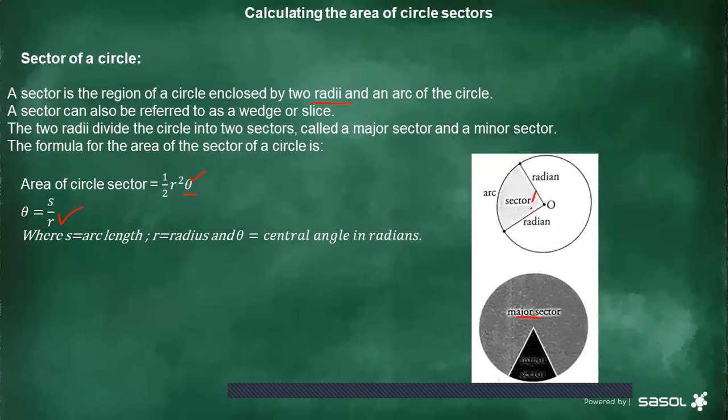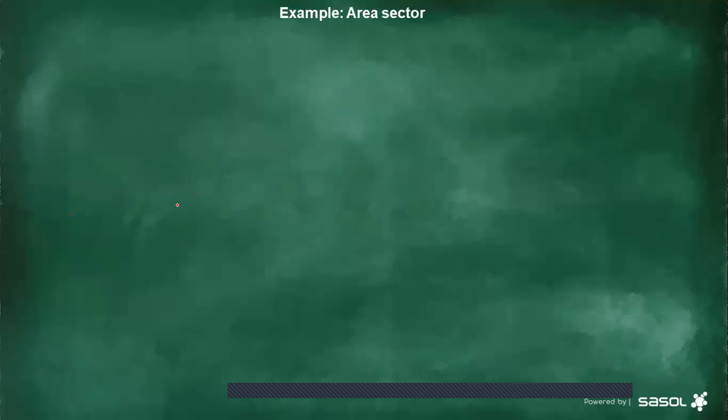So that is the central angle, the angle which is formed between the radii. That is the central angle that we are referring to. Yeah, that is the formula. So then we'll get a question where we are going to be calculating the area of a sector. Let's see what we are going to be getting.